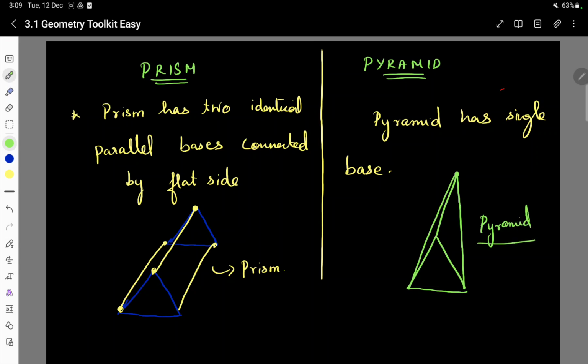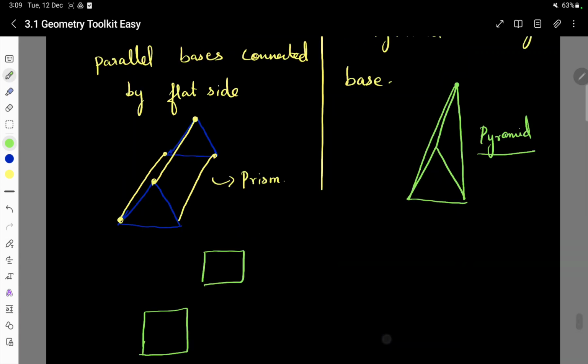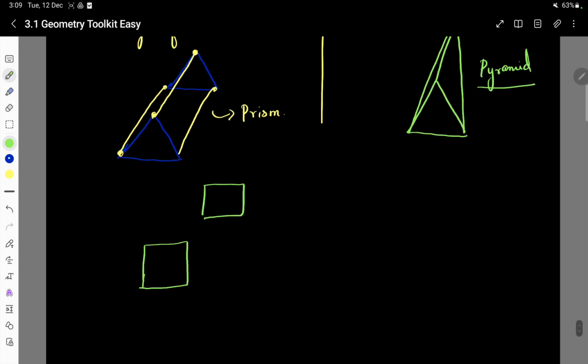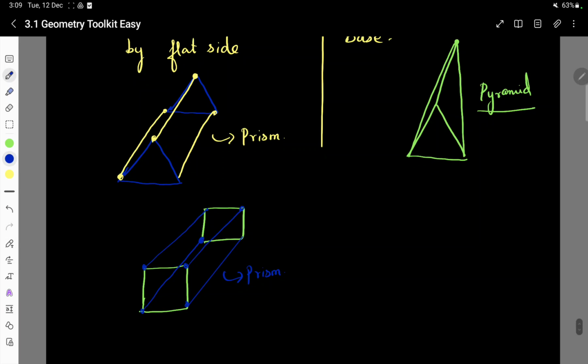Prism is nothing but two parallel bases will be there. It can be a square also like this, or it can be a rectangle also like this. Two parallel bases of the same identical shape. Now I have to join this and this with this, and here this vertex and this vertex I have to join, and here also the same thing like this. So this is a prism. I can take any number of sides. So here I have taken 3 sides, here I have taken 4 sides.